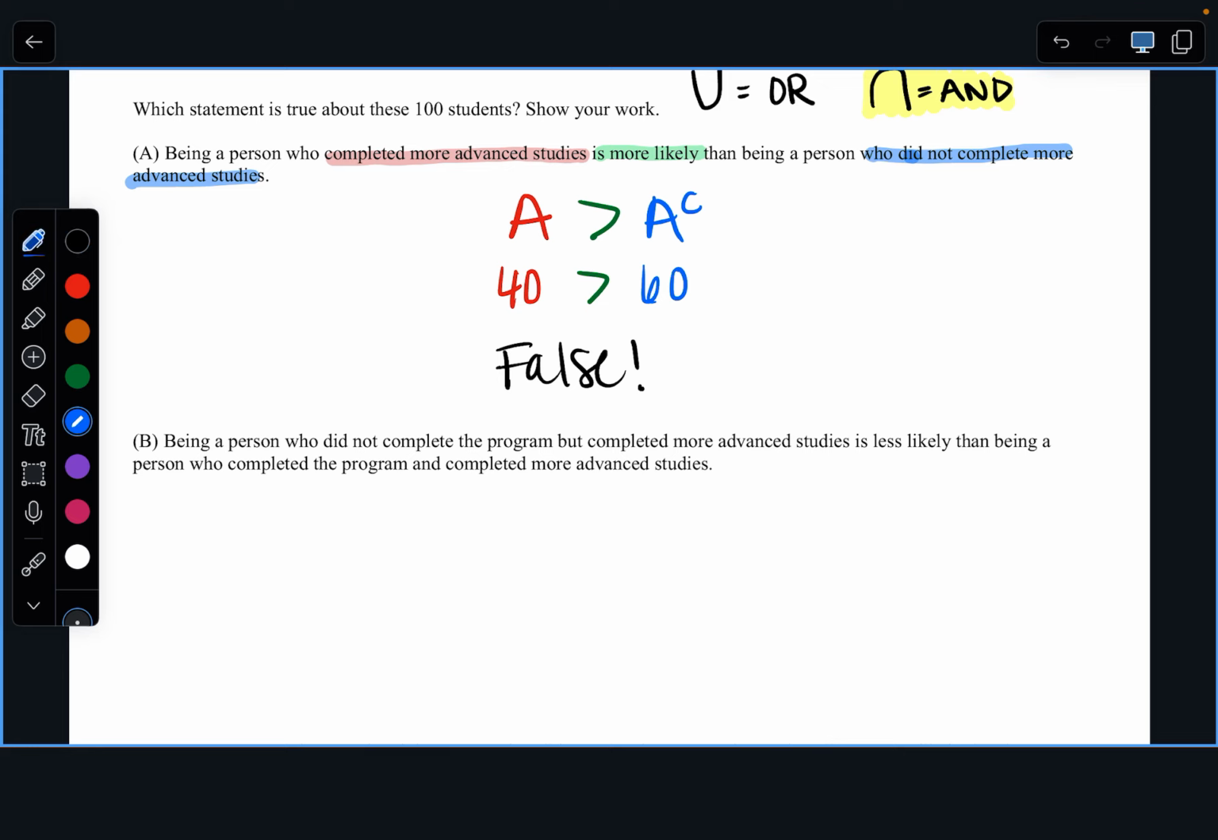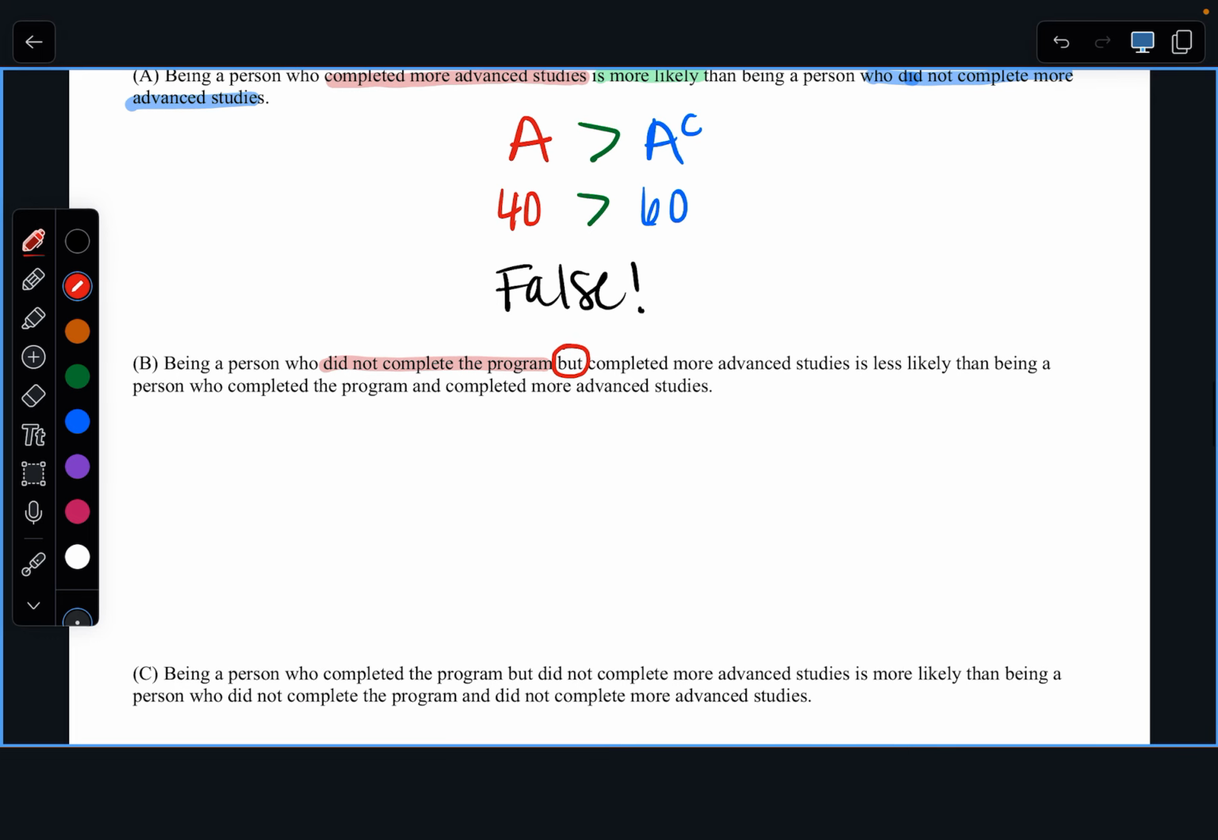So for part B, we have being a person who did not complete the program. Oops, let's highlight. Did not complete the program. And then there's my kind of joint relative frequency word of "but." So that means both of these things have to happen together. So that's my "and," almost. But completed more advanced studies is less likely than being a person who completed the program and completed the more advanced studies.